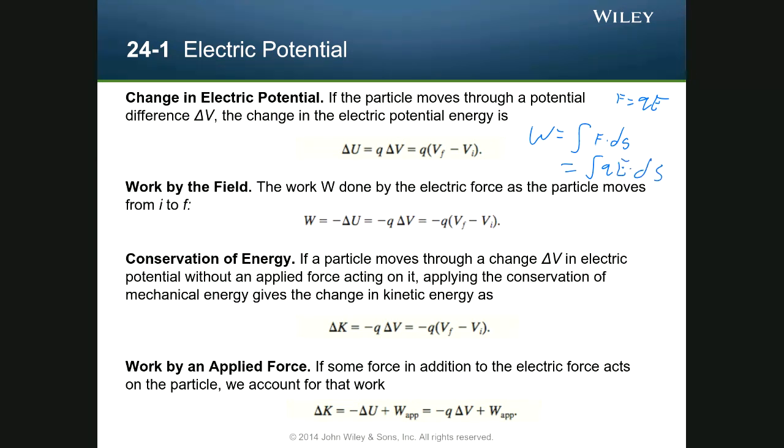And we can see by equating terms the work and the potential energy, which we have here. From the work and potential energy, we see that the potential energy, delta U, will be equal to Q times delta V. And then the work will be equal to the integral of Q E dot ds. All we're doing is using the work energy theorem here.